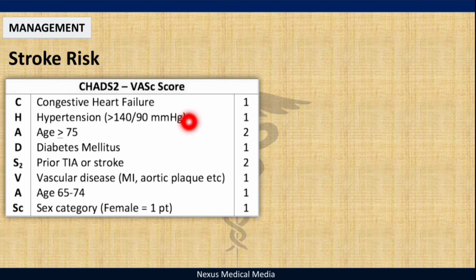Hypertension over 140 over 90 millimeters of mercury is 1 point. Age over 75, 2 points. Diabetes, 1 point. Prior transient ischemic attack or stroke is 2. Then vascular disease like MI or aortic plaque, etc., is 1 point. Age between 65 to 74 is 1, and sex category female, 1 point.